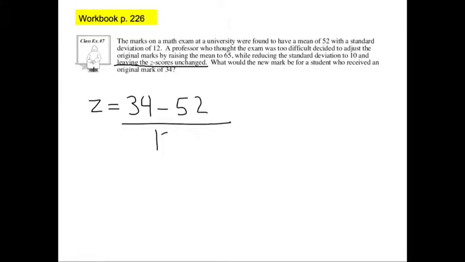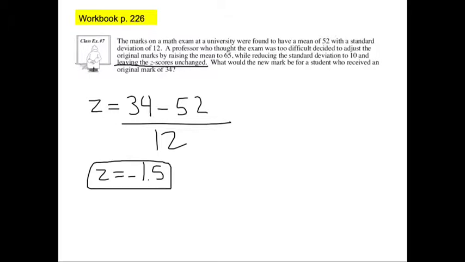Well, the first thing you need to do is find that z-score, because through all these adjustments, we're leaving the z-scores unchanged. So z is equal to, well, the original mark was 34, the original mean was 52, and the standard deviation was 12. When you work that out, you're going to find that the z-score is negative 1.5. Keep this because we're going to use it in the next problem.